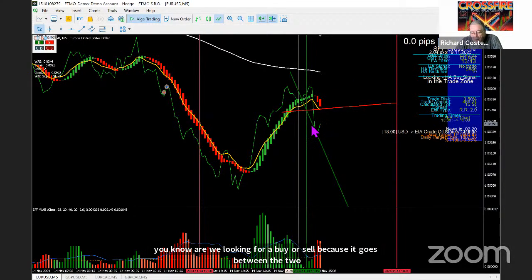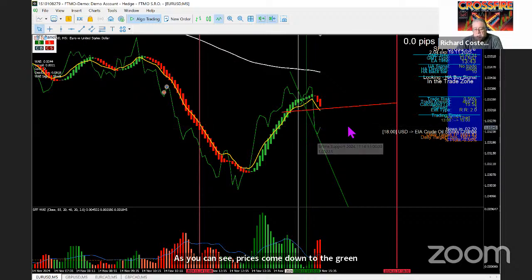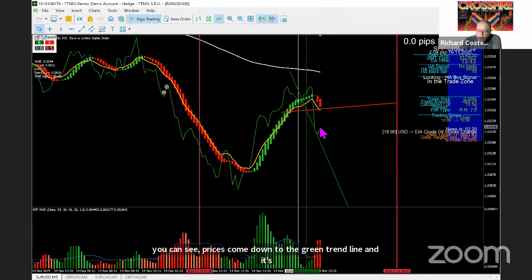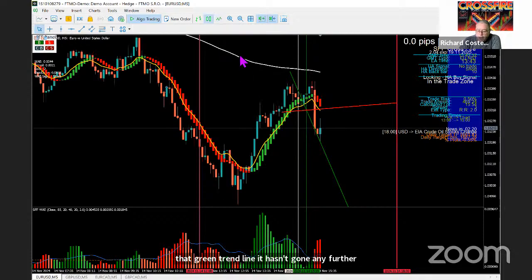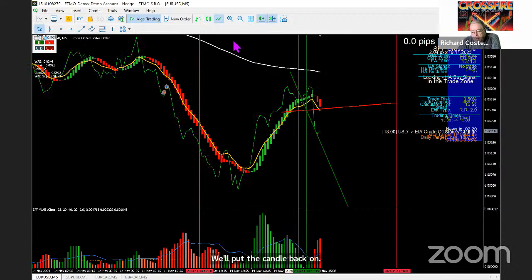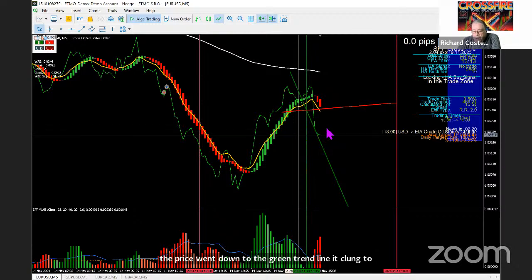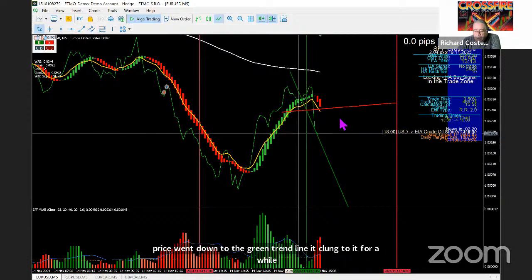As you can see, price has come down to the green trend line and it's respected that green trend line. It hasn't gone any further, which happens a lot. We put the candle back on, but you can see it better with the line on. The price went down to the green trend line, clung to it for a while, and then can't make its mind up.